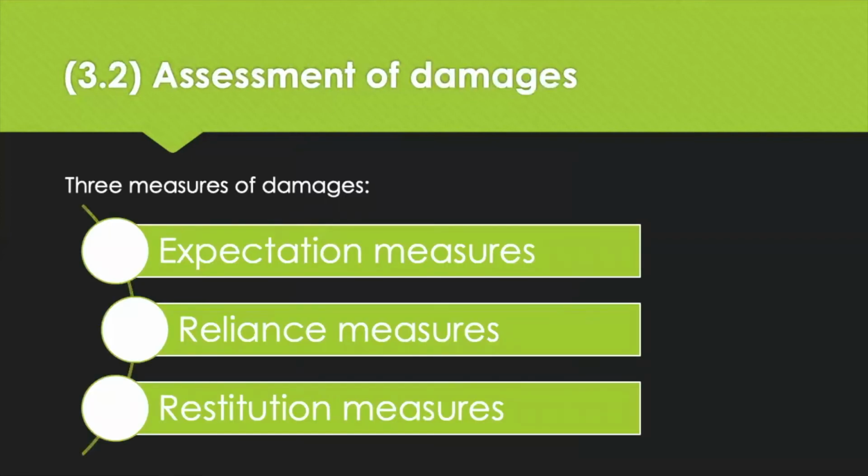And then we've got the assessment of damages. Assessment of damages, there are three measures of damage. You've got expectation measures, reliance measures, and restitutional measures. Expectation measures attempt to position the innocent party in the situation they would have been in if the contract had performed as expected. The claimant is also likely to be able to recover any consequential losses, which may have been suffered as a result of the breach, such as loss of future business. Damages are calculated by looking at where the innocent party would have been had the contract been performed.